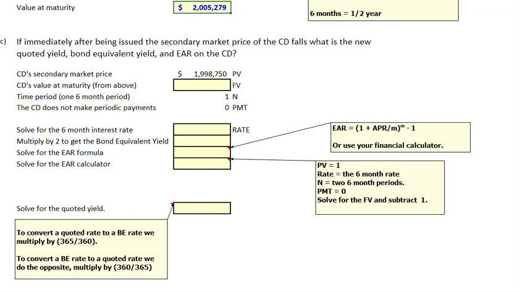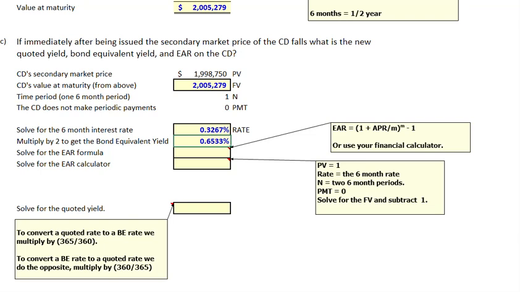That's the $2,005,000. We're going to hold this for 1 6-month period. The CD doesn't make any payments, and we're just going to use our financial calculator or Excel to solve for a 6-month interest rate. And we get 0.3267. And again, that's a 6-month interest rate. To get the bond equivalent yield, we simply multiply that 6-month rate by 2, since there's 2 6-month periods in a year.